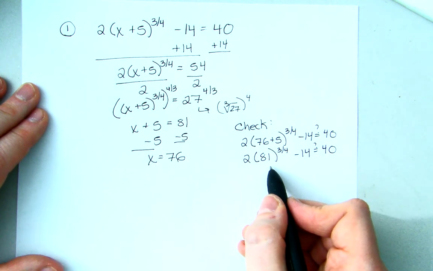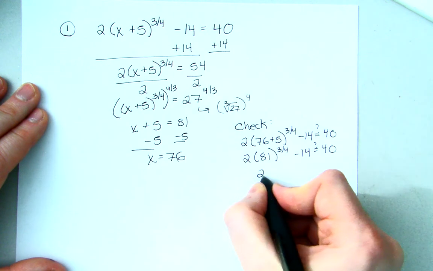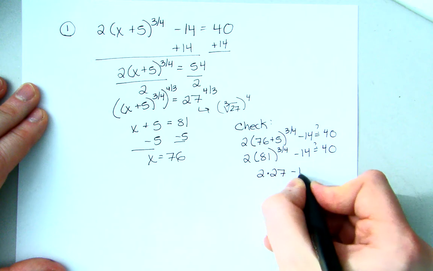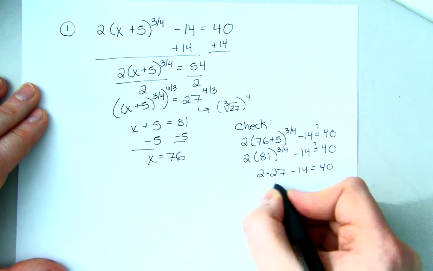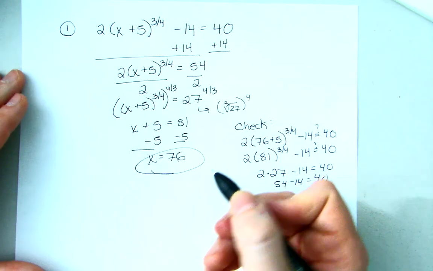To the 3/4. Yeah, the 4th root of 81 is 3. Cubed gives us 27, so I want to do 2 times 27 minus 14. That's going to work. 54 minus 14, yes, gives us 40. So it was good.